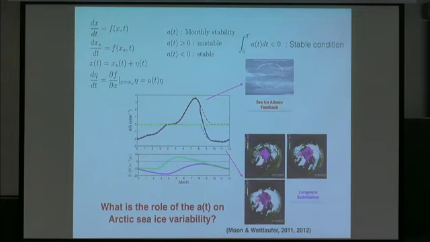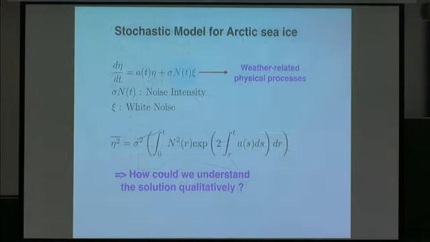So the next question is, in Arctic sea ice, during the summer it is unstable and during the winter it is stable. What is the relationship between this stability information and variability? That is the next question. To answer that question, I want to put in the weather effect, some noise effect. So I want to put some noise term right here. It represents short time processes. And this one is a stochastic model, a stochastic differential equation.